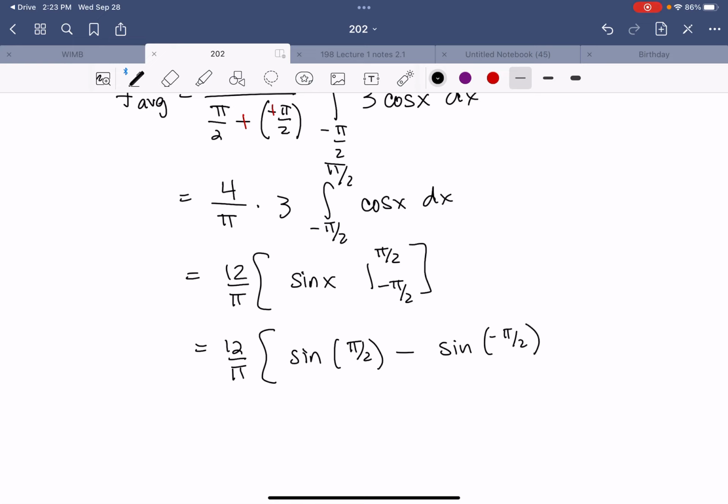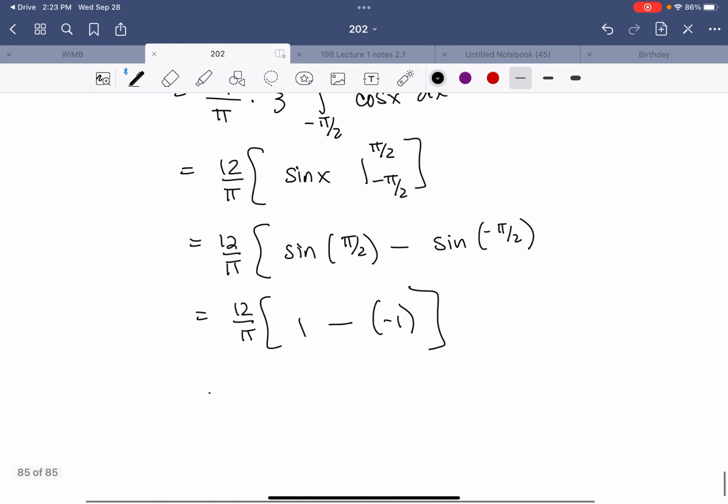And let's see, sine is 0 at 0. So at pi over 2, it is 1. So this is 12 over pi times 1 minus. And the sine at negative pi over 2 is the same as the sine of 3 pi over 2. And that one is -1. So you're subtracting a -1, and that's going to give you times 2. So this is 24 over pi is our average value on that one.